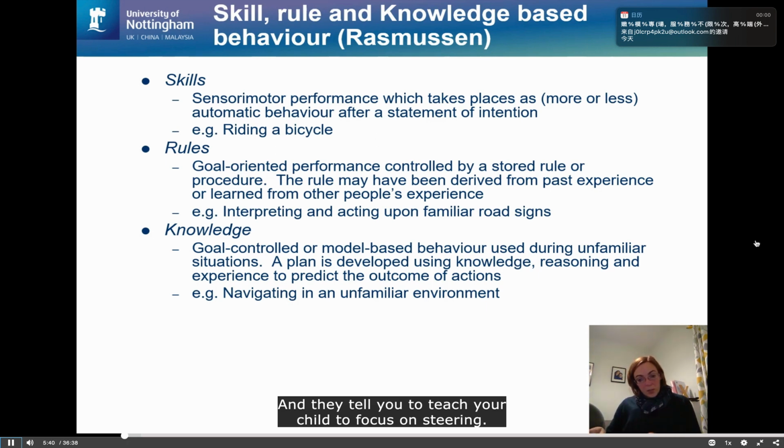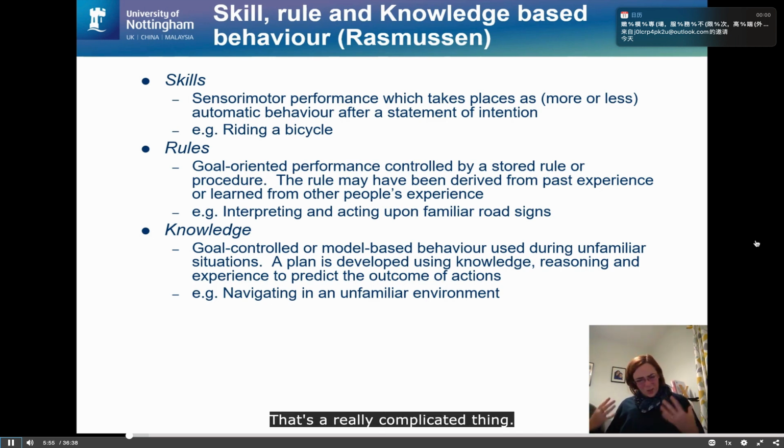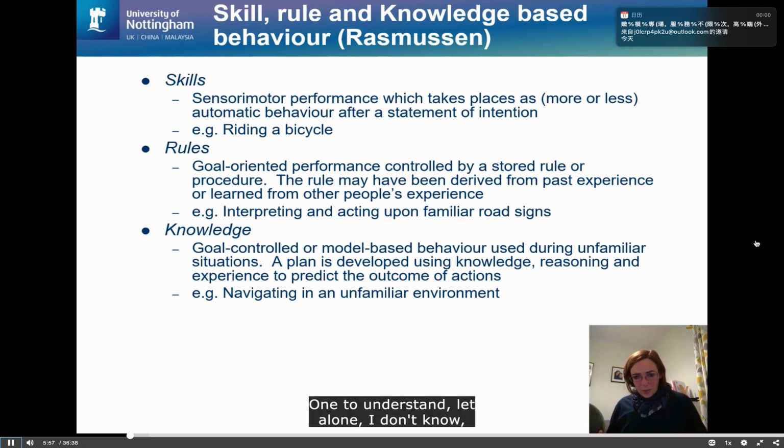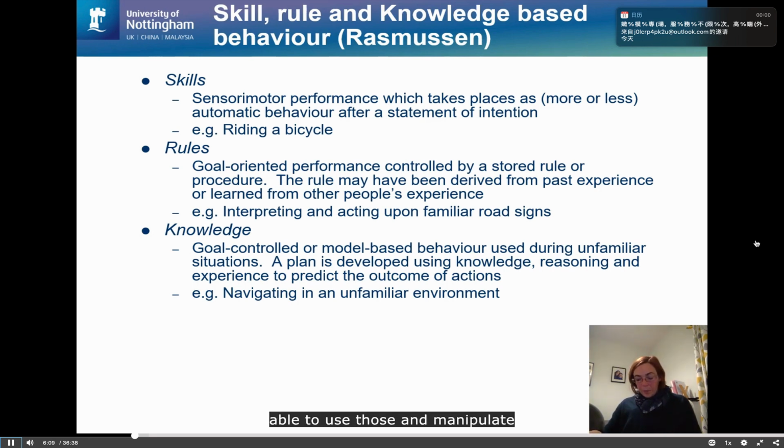They tell you to teach your child to focus on steering. So they're not necessarily being taught to organise the different ways in which we're distributing our weight, which is actually the way we manage to balance on a bicycle, because that's a really complicated thing for anyone to understand, let alone a, I don't know, 4, 5, 6-year-old who's learning to ride a bicycle. But what you can focus on is the movement of the handlebars on a bike and being able to manipulate that in order to maintain the balance of the bike, for example.